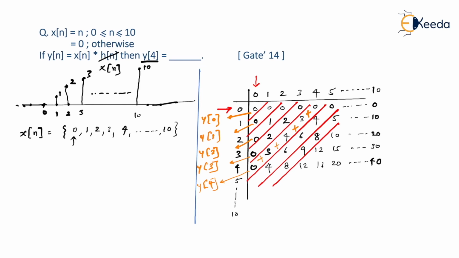Add all of them. And what you get? 3 plus 4 is 7. 7 plus 3 is 10. So the answer is 10. Right? Let's move to the next question.